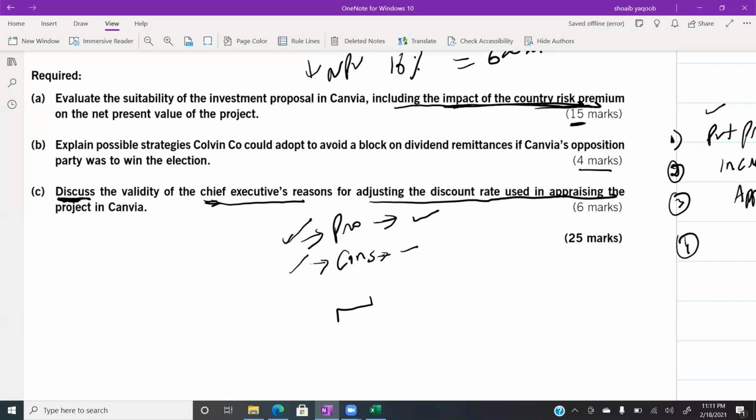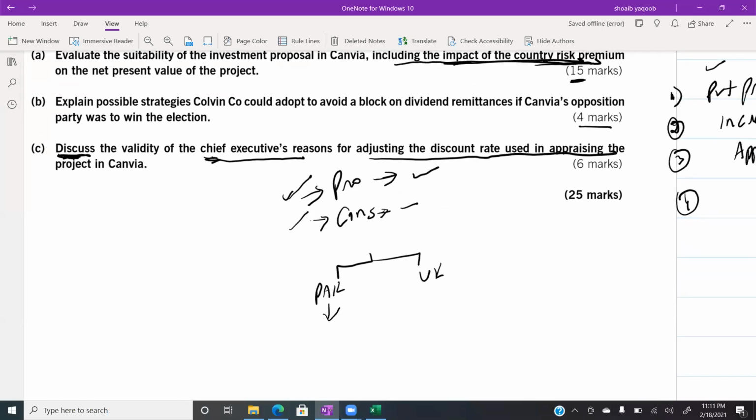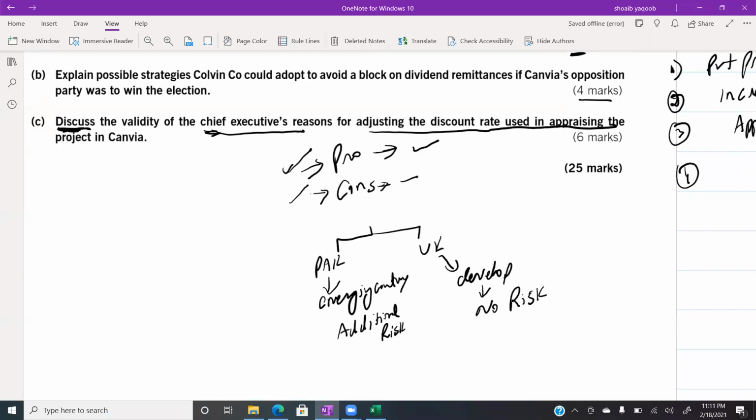Let's suppose you have invested in Pakistan, and you have invested in the UK. We can say that this is an emerging country and you are facing additional risk. And let's suppose this is a developed country and there is no risk here. So here you are facing additional risk, here you are facing no risk. So we can say that this risk can be diversified away.